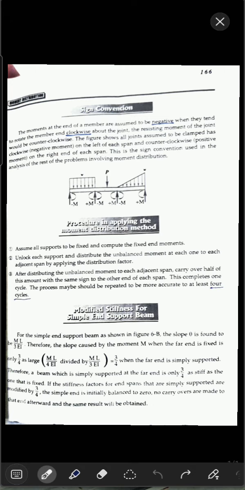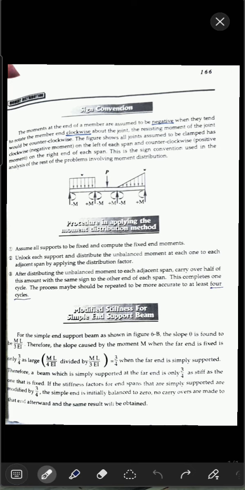Okay, so the procedure in applying the moment distribution method. First, let us assume that all supports are fixed and compute the fixed end moments. Unlike the three moment equation, in which you get 6A1a over L1 and 6A2b over L2 by analyzing one span and considering each of them as a simple support, for the fixed end moment you consider that each span is fixed ended. Take note of that, fixed end.